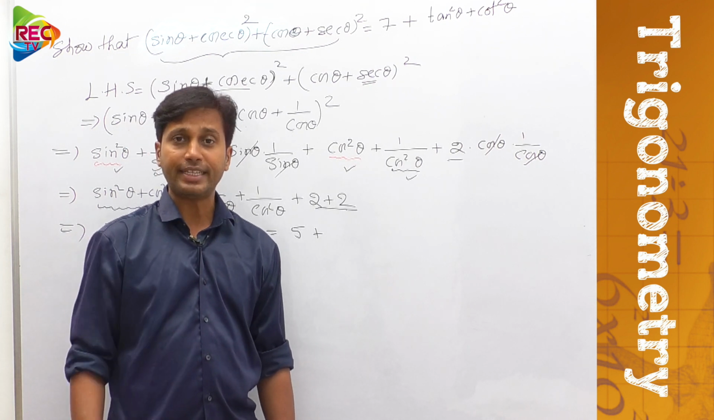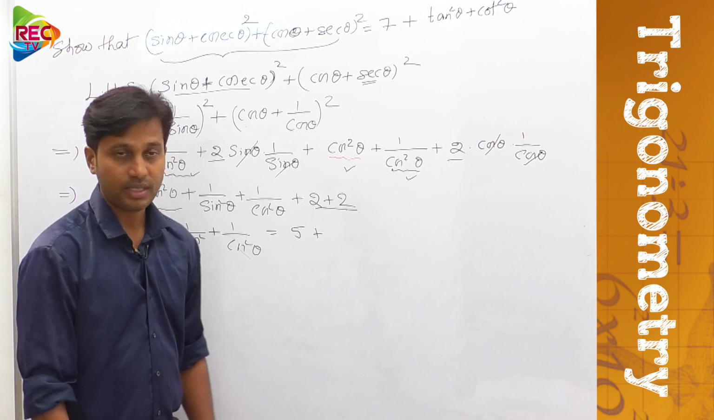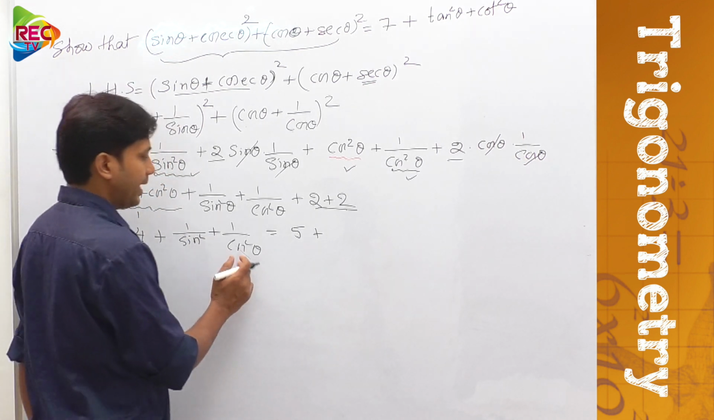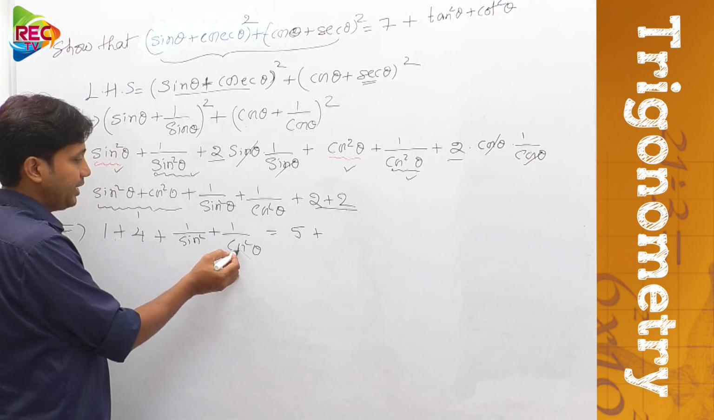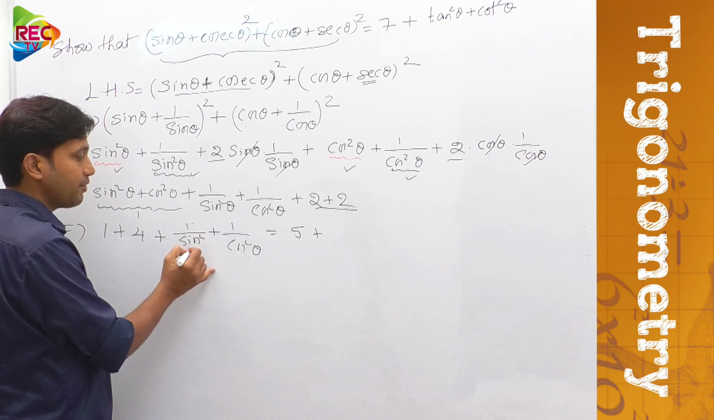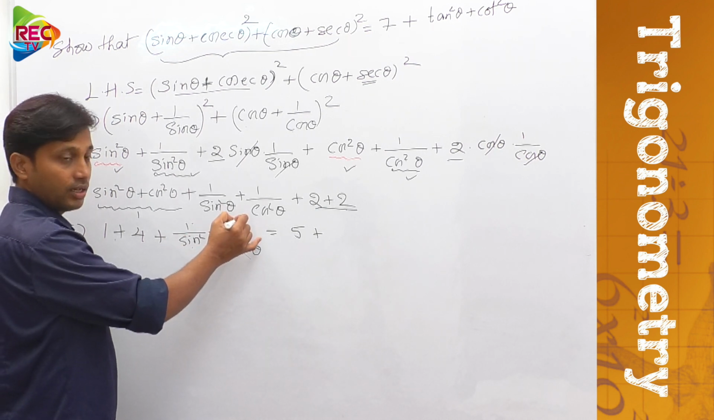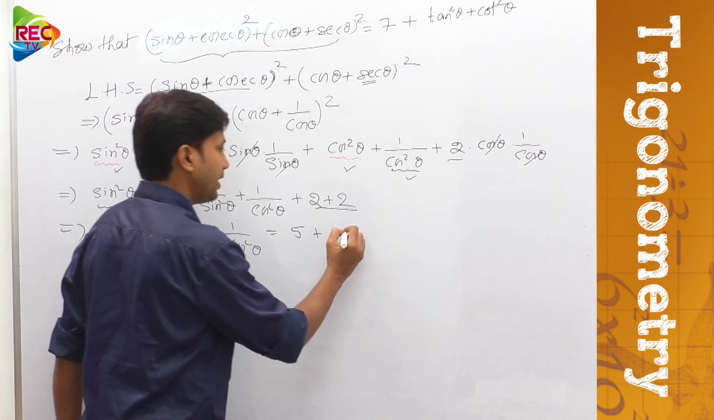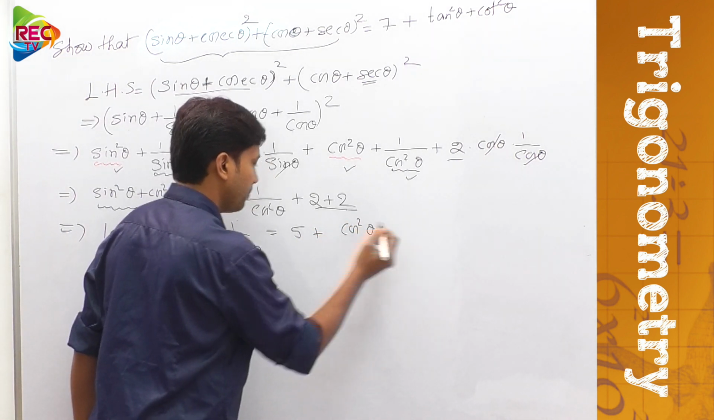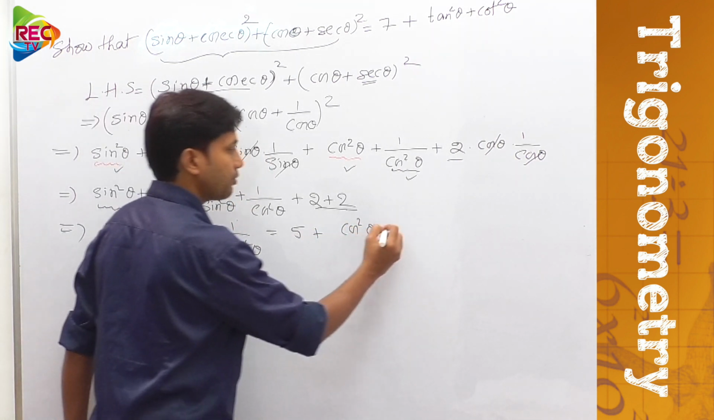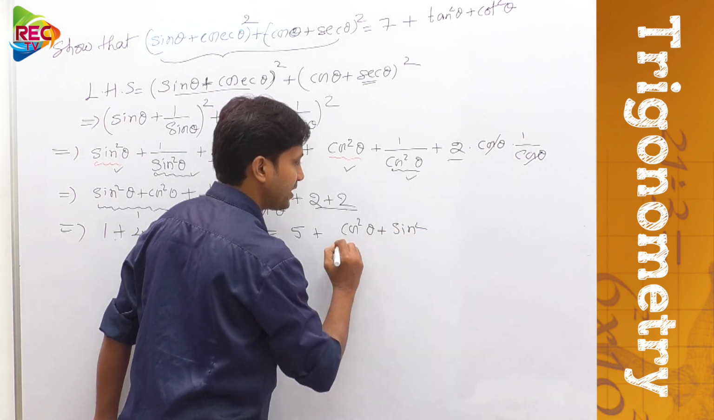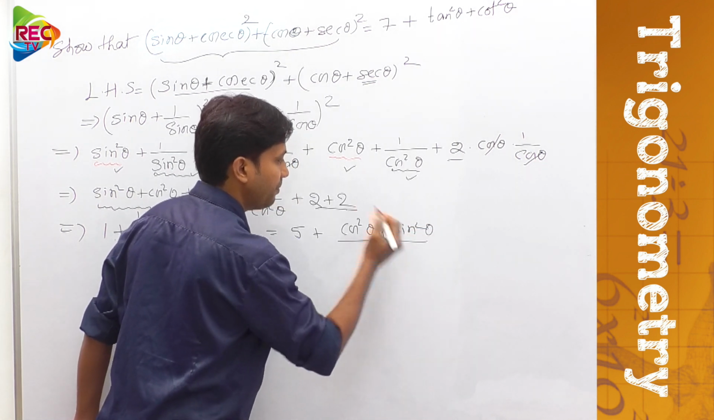Again we need to take the LCM of those two terms. How to take the LCM of those two terms? Again I said before that we need to do the cross multiplication of this and this. Now cos square theta into 1, that would be cos square theta, plus sin square theta into 1, that would be sin square theta, plus symbol will be there in between them.